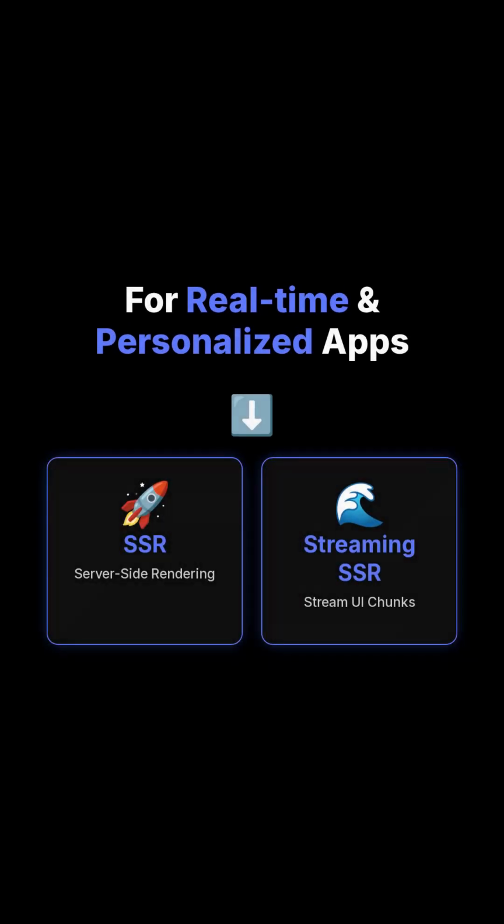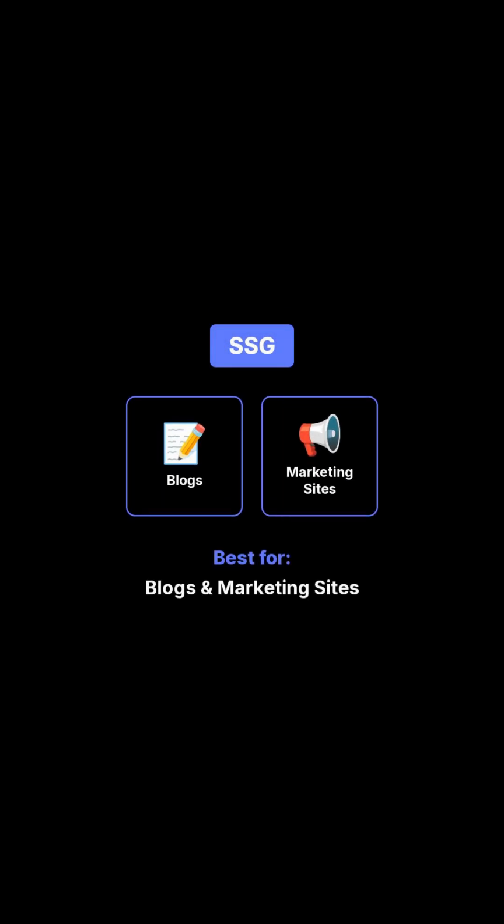For dashboards and SPAs, consider CSR. Real-time and personalized apps benefit from SSR or streaming SSR. Blogs and marketing sites are best with SSG.